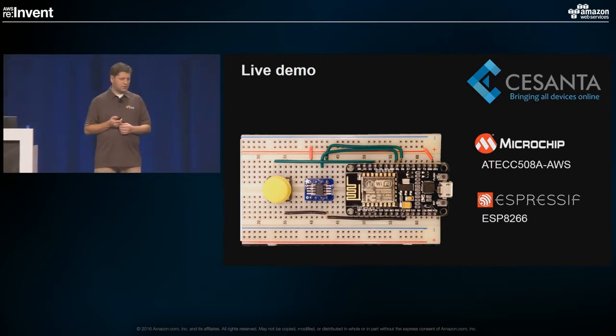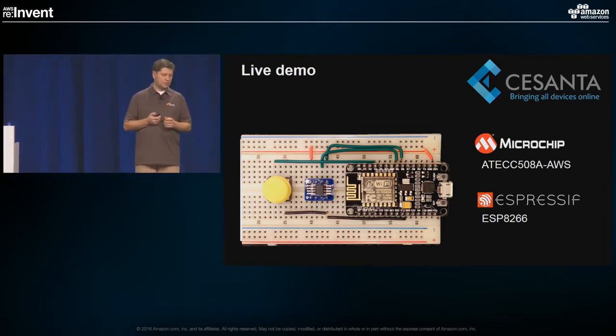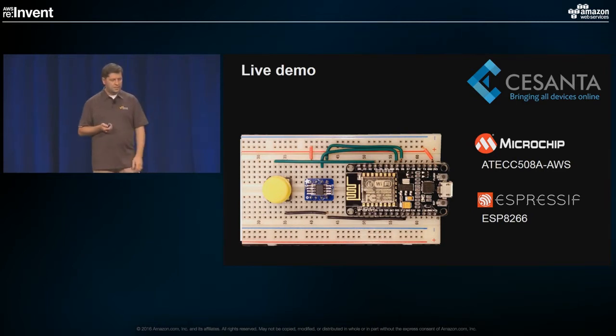This is the photo of our small setup. On the right-hand side, it's NodeMCU with the ESP8266 module. The small breakout board in the middle is the Microchip ATECC508A. In fact, they have it in an even different packaging, which is even smaller. And then we have a button.